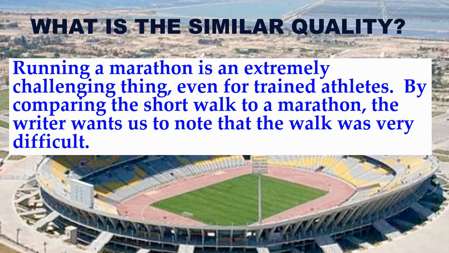In this example, a walk is being compared to a marathon. What do you know about a marathon? Yes, it is an extremely long, exhausting, and difficult event, even for a trained athlete. The writer uses the word marathon to help us see that as short as the walk was, and as seemingly easy as it appeared, it was quite a difficult task. The common characteristic then is that both the short walk and the marathon are difficult. The writer compares the short walk to a marathon to show how difficult that task was.